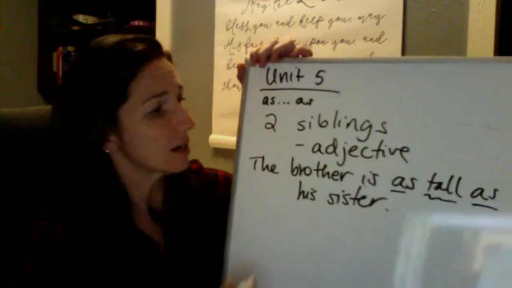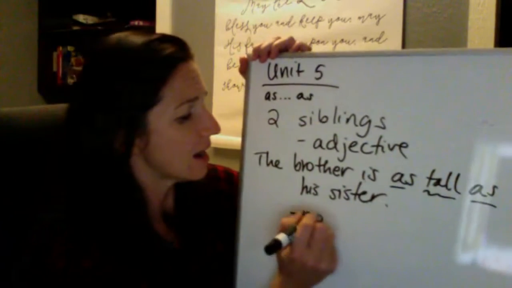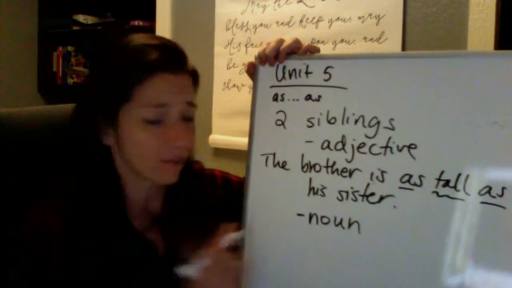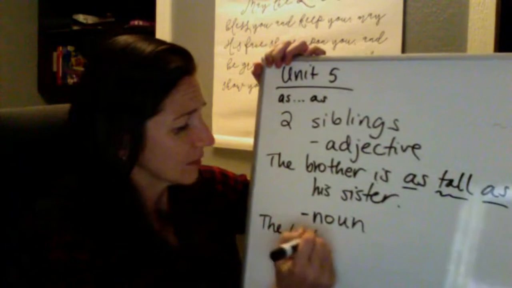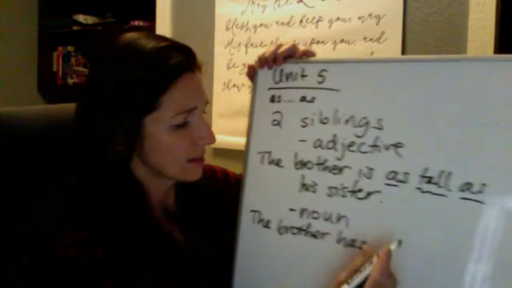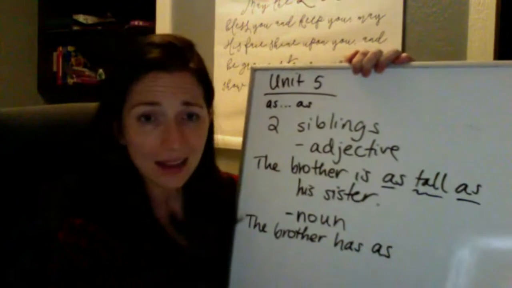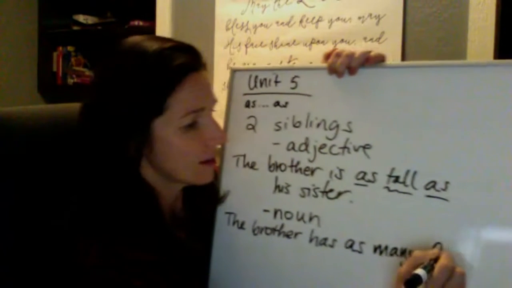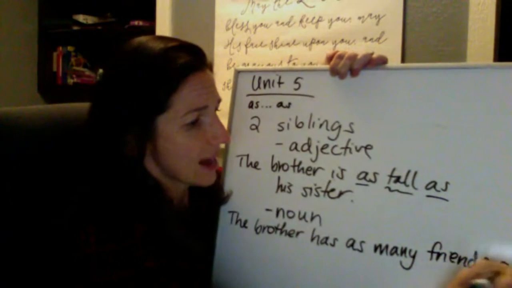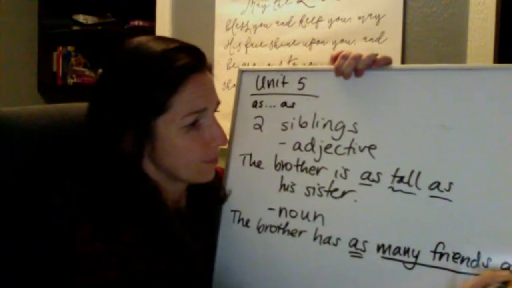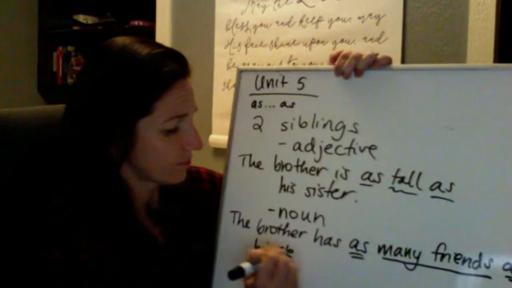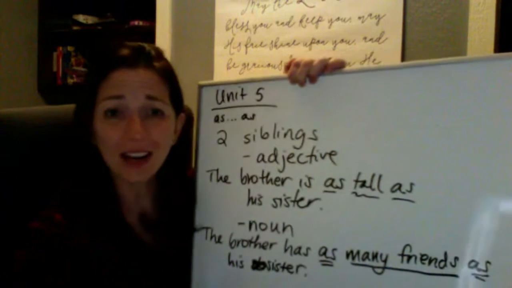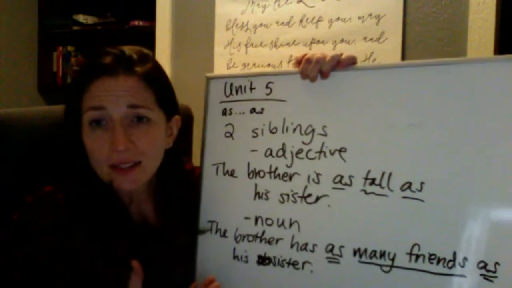Now, say we want to compare them with a noun. Okay, so now maybe we want to compare something about them. So we might want to say have. The brother has as, now we're going to use much or many with our noun, many friends as his sister. Okay, this time we're comparing something they own. They have as many friends, equal.